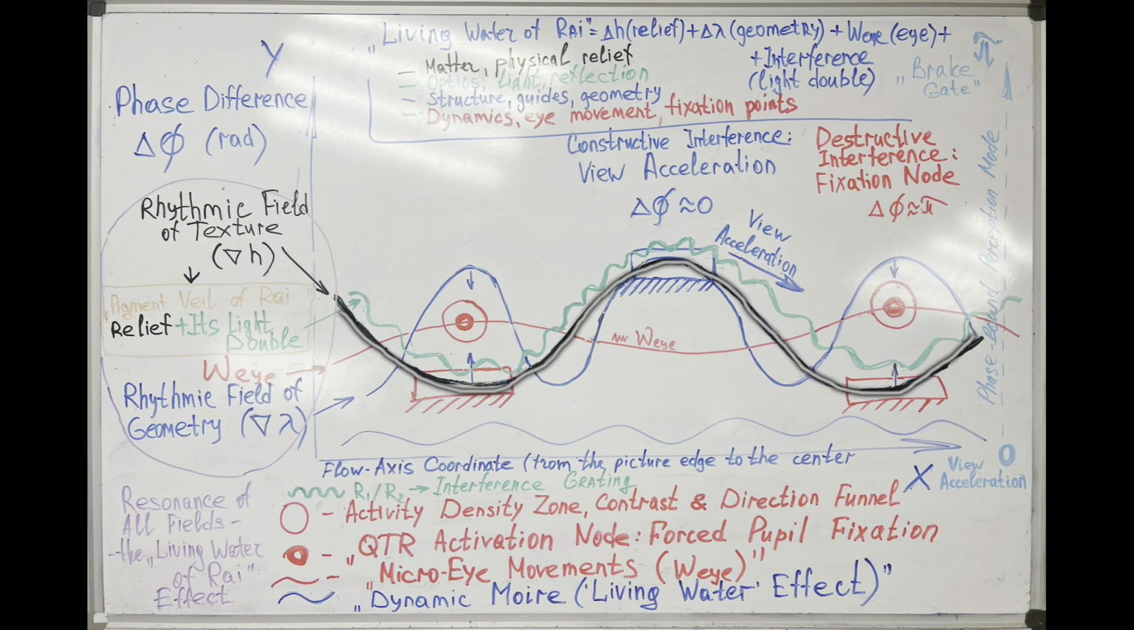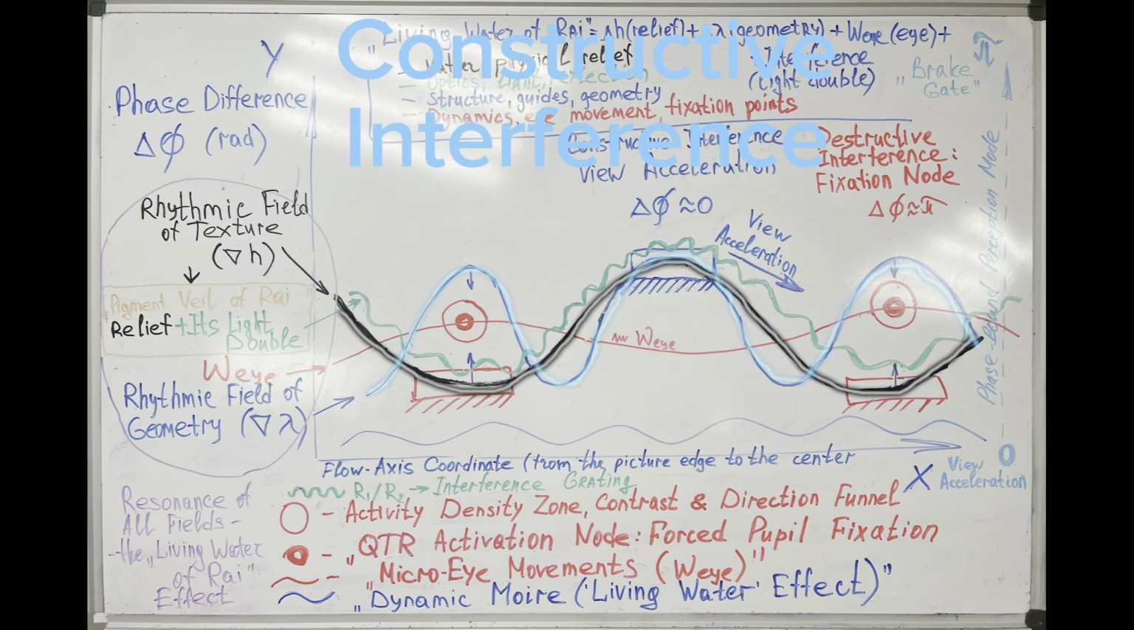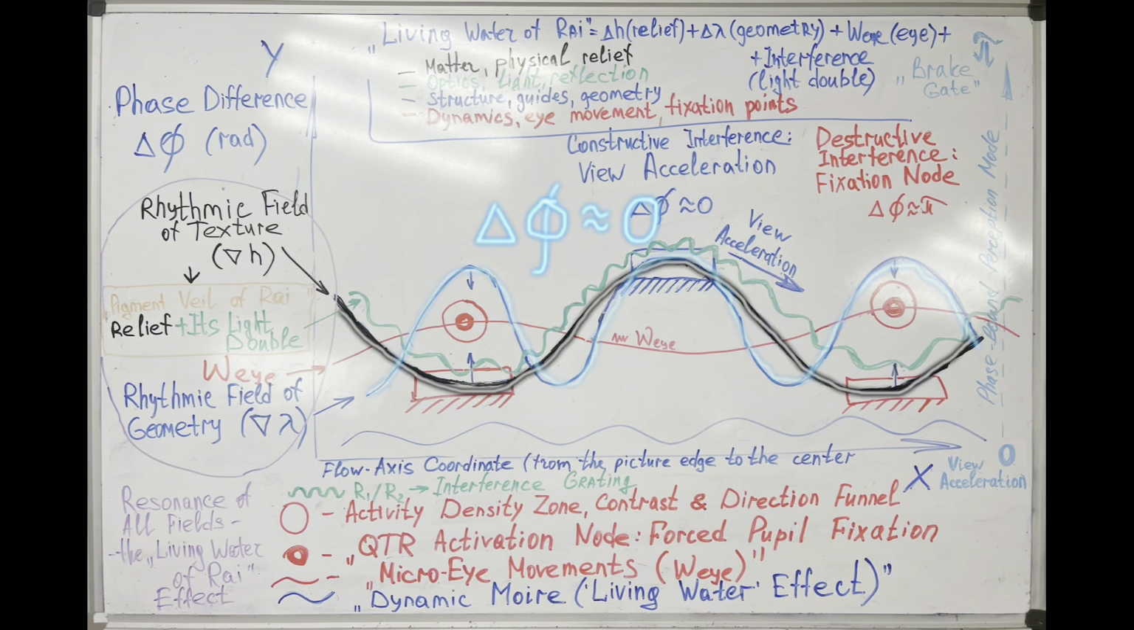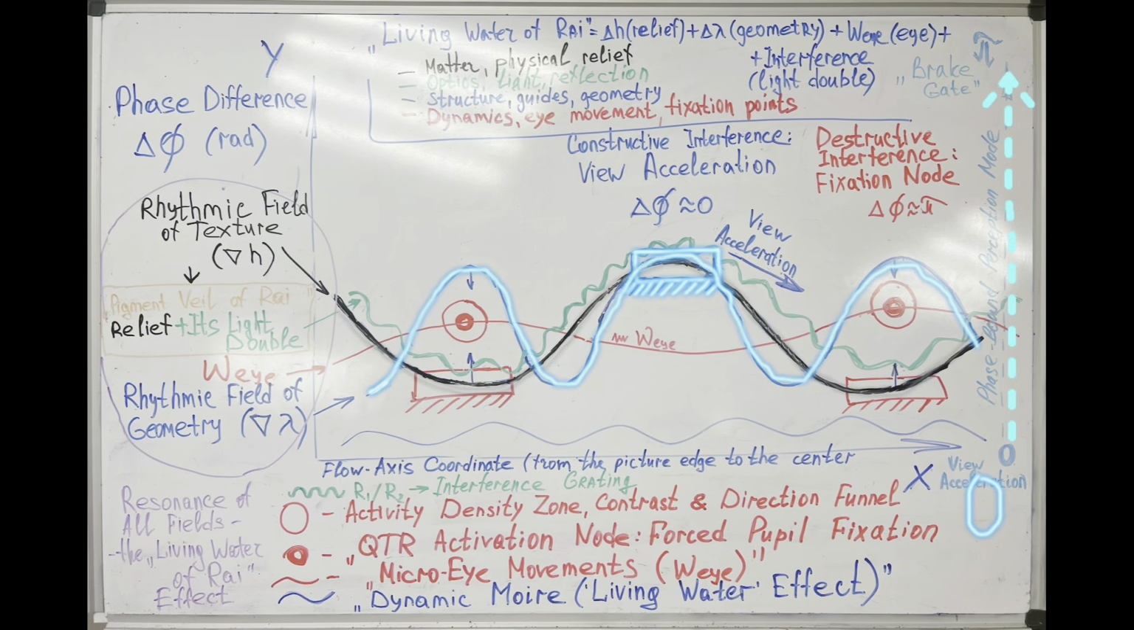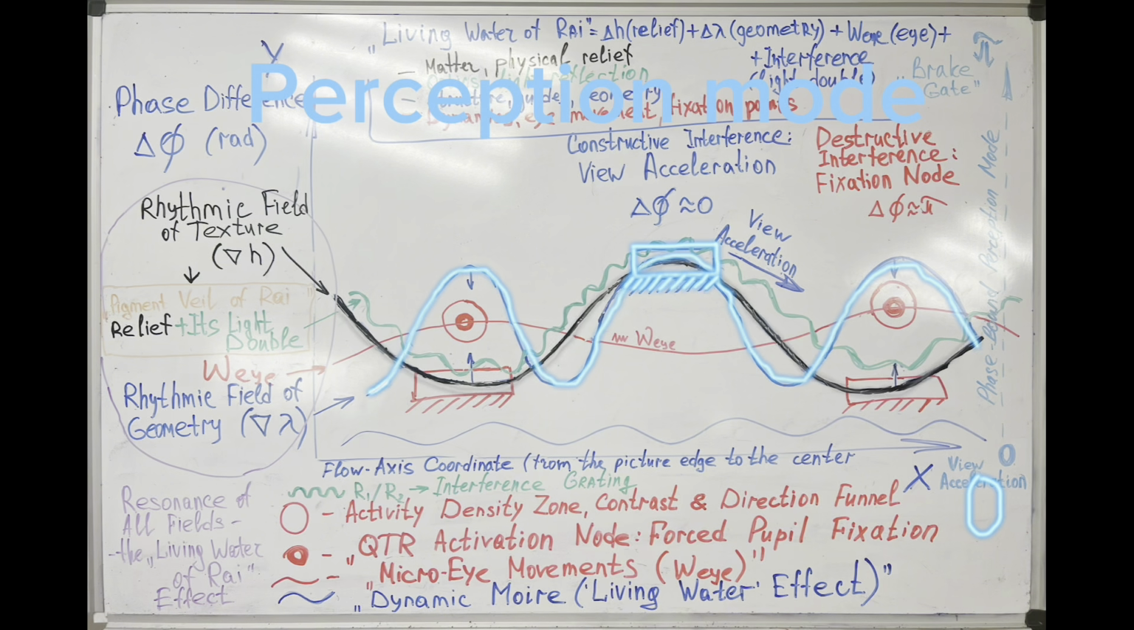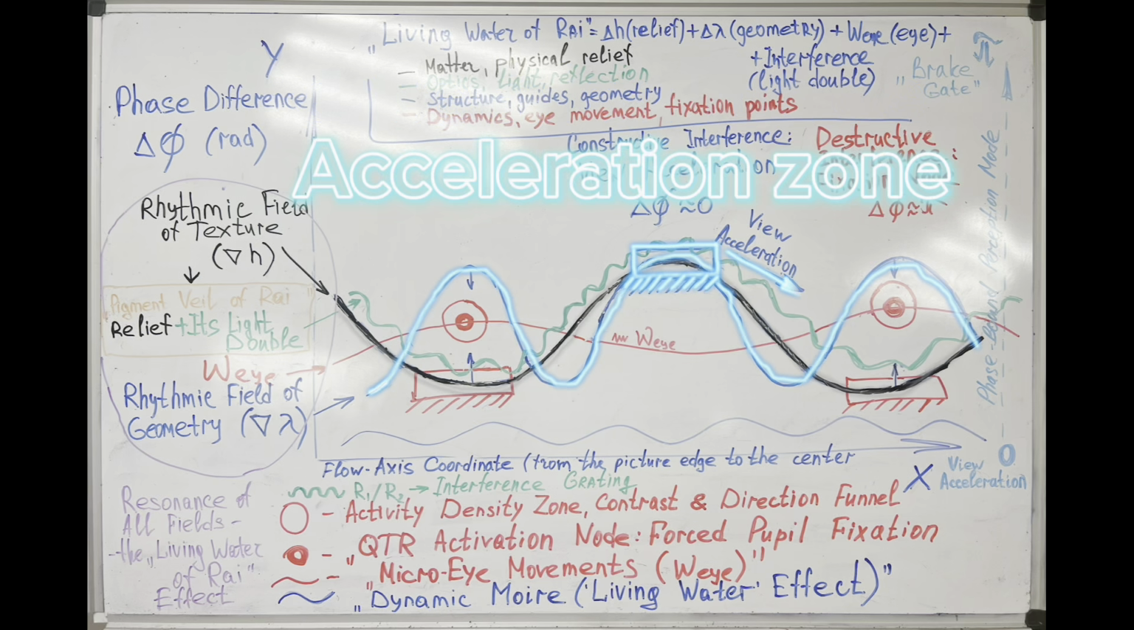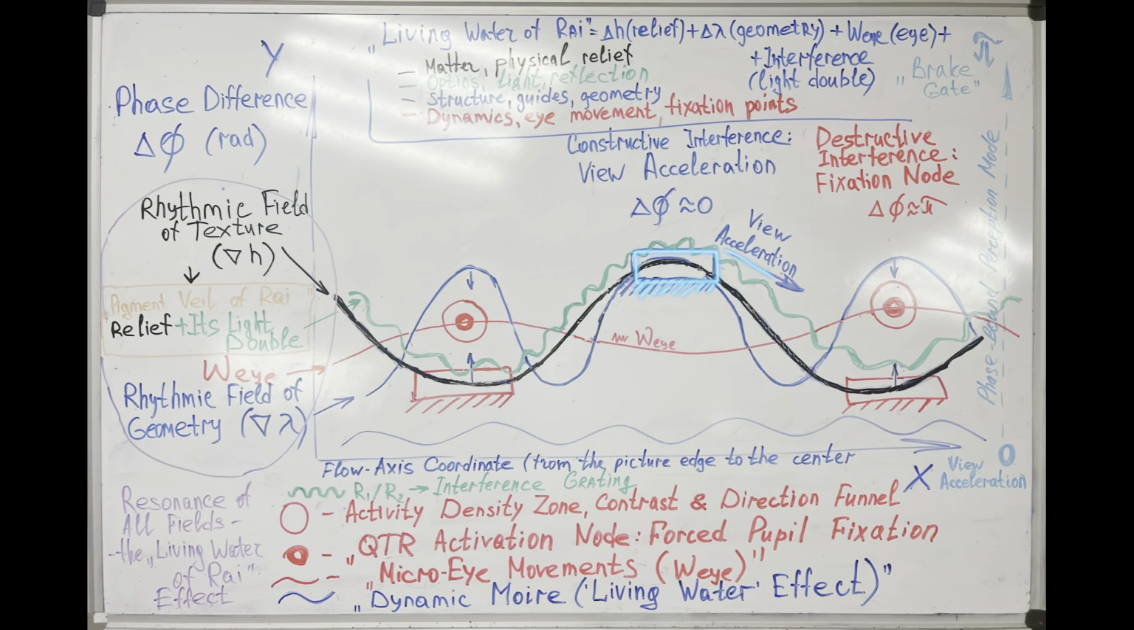When the rhythmic field of texture is at its peak and the rhythmic field of geometry is also at its peak, and they are in phase, constructive interference occurs. The phase difference at this point is 0. This location on the diagram is marked with a hatched rectangle. Here, the 0 perception mode is active. The gaze glides, receives an impulse. This is the acceleration zone. The rectangle here is not a barrier but a guide. It sets the rhythm and literally pushes the gaze further along the flow.